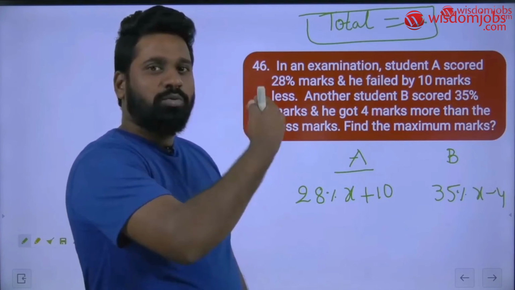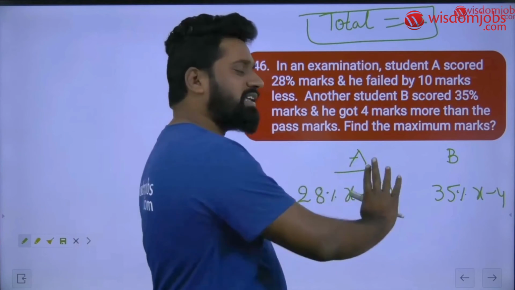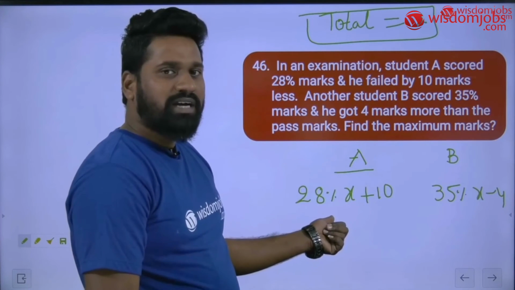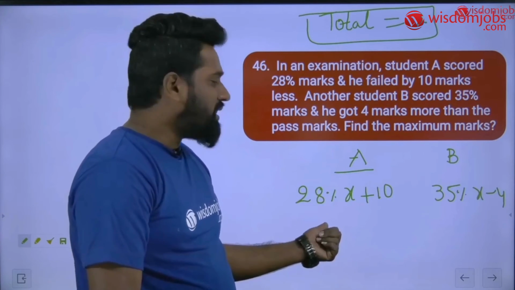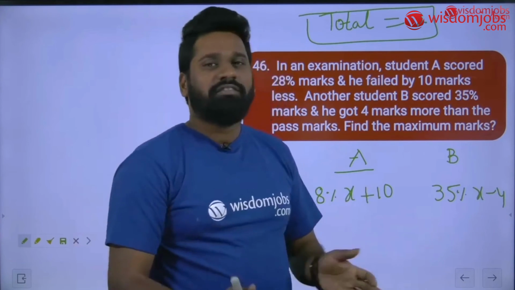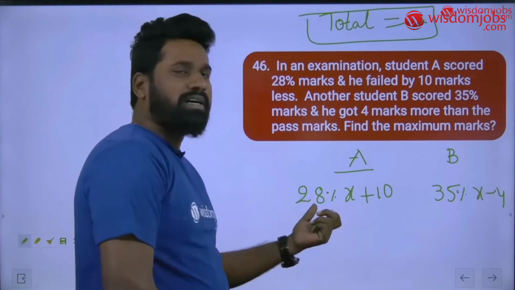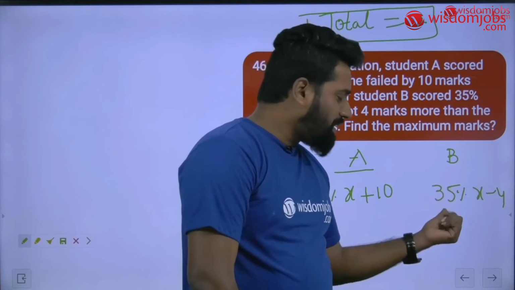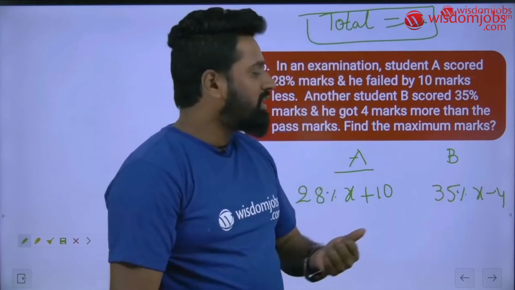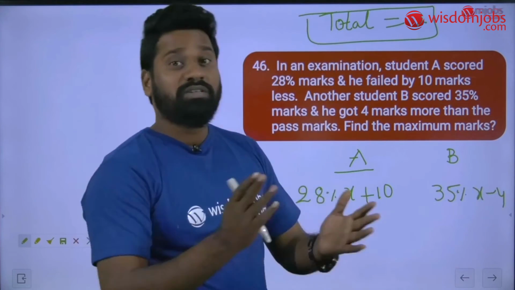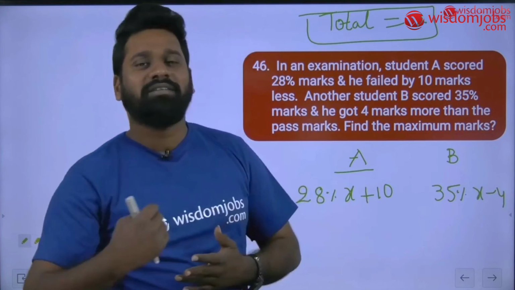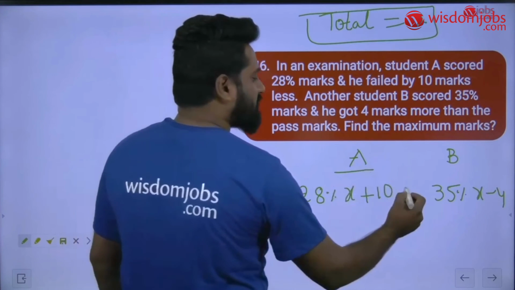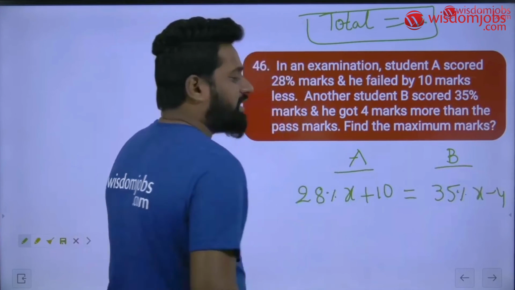So previously two questions are just combined and given as one question. Is it clear? The first person got 28% of the marks and failed by 10 marks. If you add the 10 marks, this represents pass marks. Here the second person got 35% of the total marks and he got 4 marks more than the pass. Now I am subtracting those 4 marks, that indicates pass marks. So what indicates the pass marks? That is why I am equating those two.